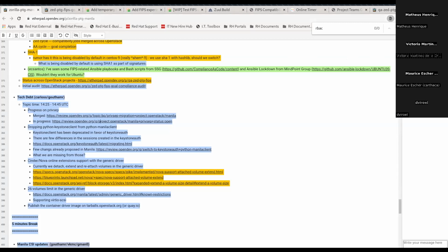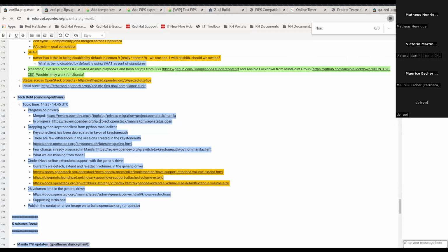There are projects that still haven't started the privsep migration, but some have completed and some are in progress. Ours is in progress finally. So over the cycle, you'll be seeing more changes to privsep, migrating some of those commands we run under root privileges. Cool. Next one is dropping python-keystoneclient from python-manilaclient.